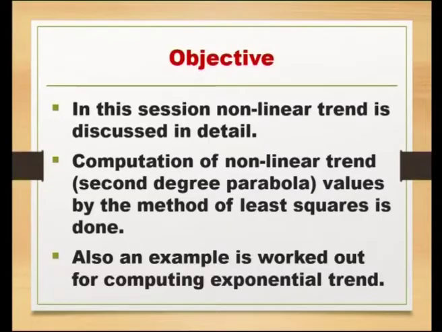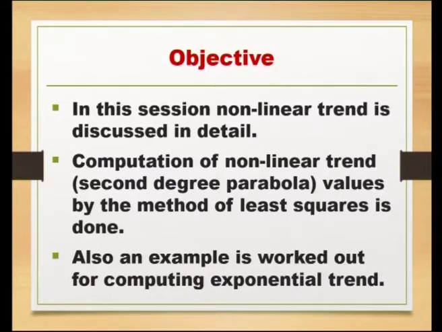Welcome to UGC lecture series. In the earlier sessions, we were talking about economic time series and various components of time series. As one of the components of time series, we are discussing secular trend. Straight line trend computation by freehand method, method of semi-averages, method of least squares and method of moving averages have been discussed. In this session, we are going to talk about non-linear trend.